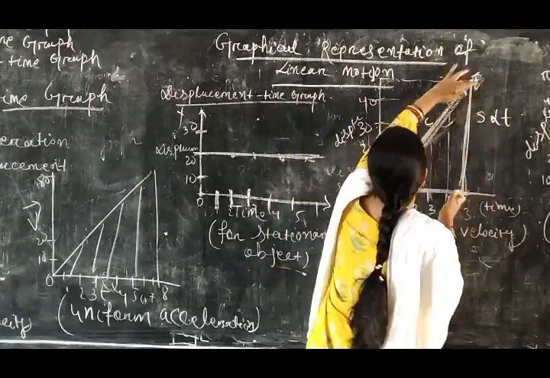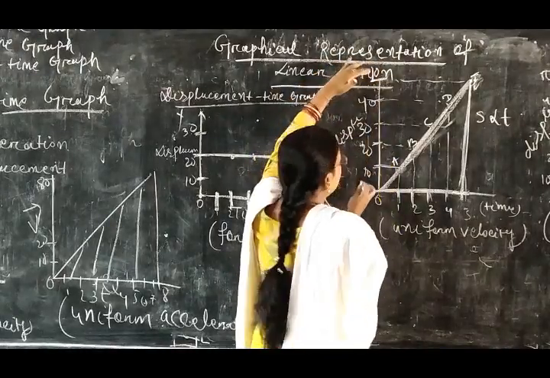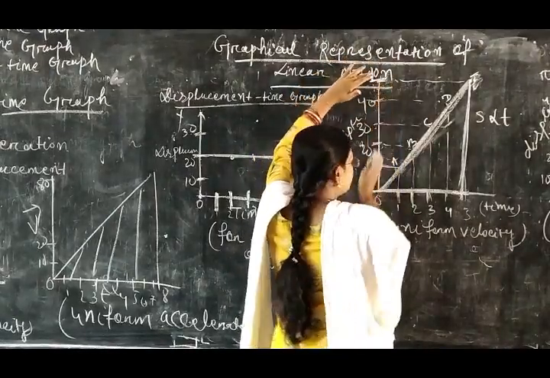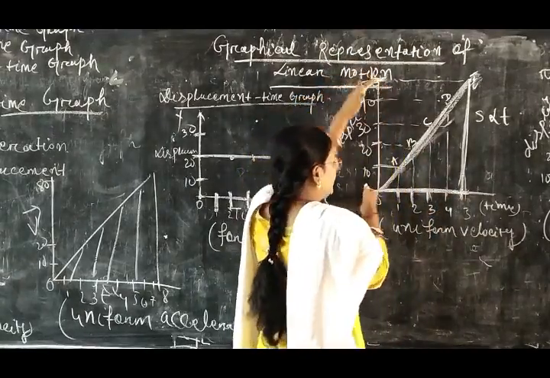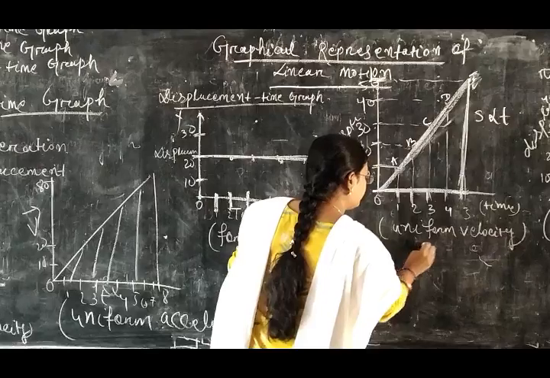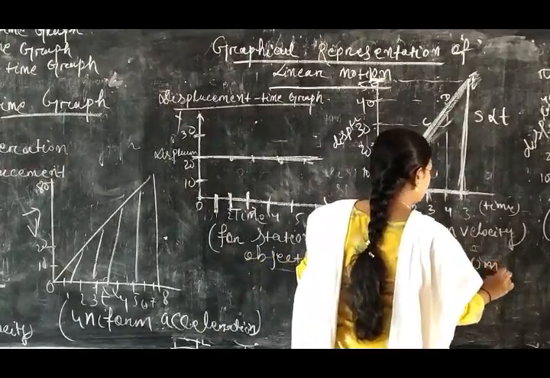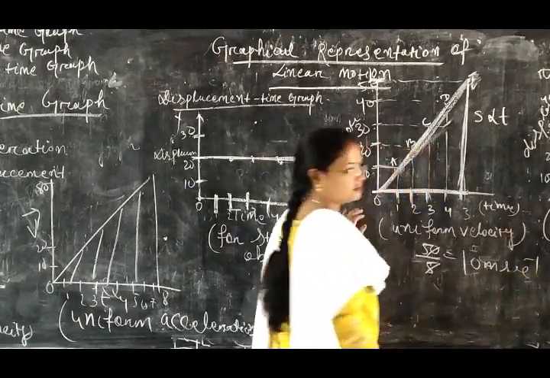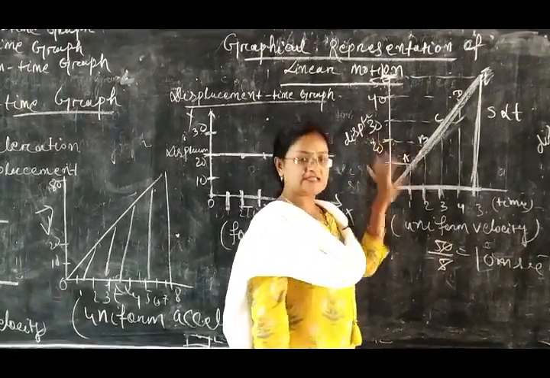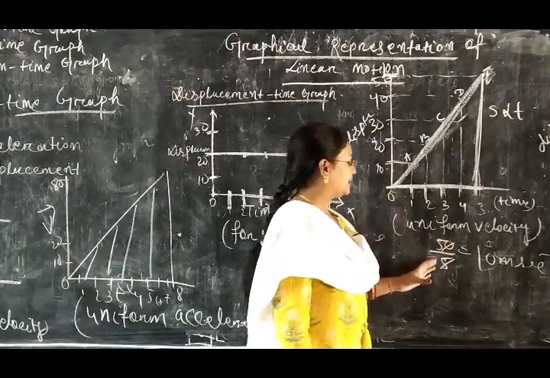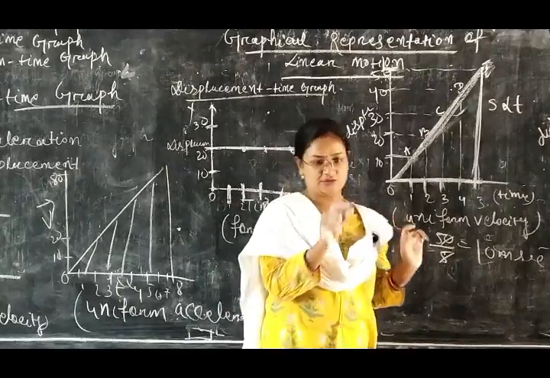This perpendicular, this height is how much here? Suppose this one is 40, and suppose this one is 50. Okay, this is 50 and this one is your 5. So 50 by 5, that one is your what? 10 meter per second. Okay, so if you find the slope of the displacement time graph, then you can calculate the velocity. Okay, that means a one mark question is there.